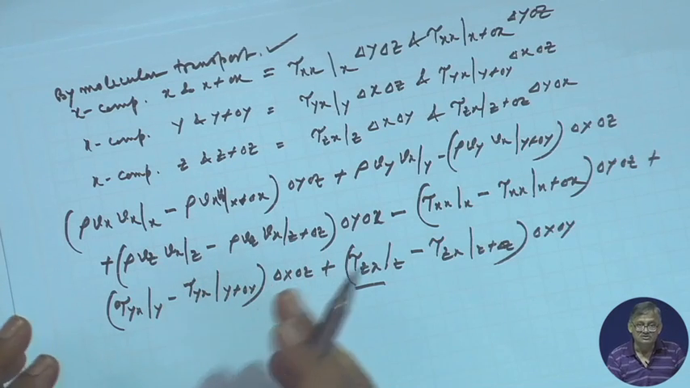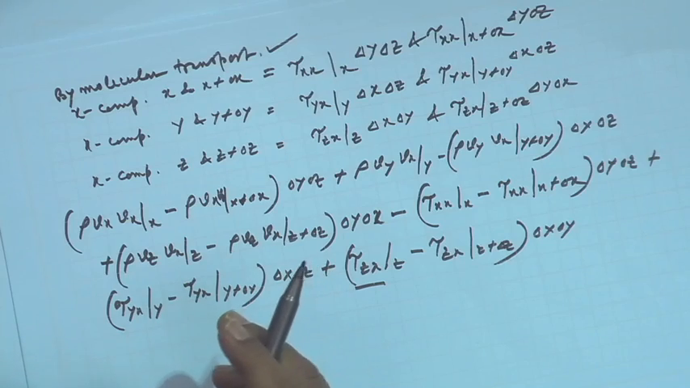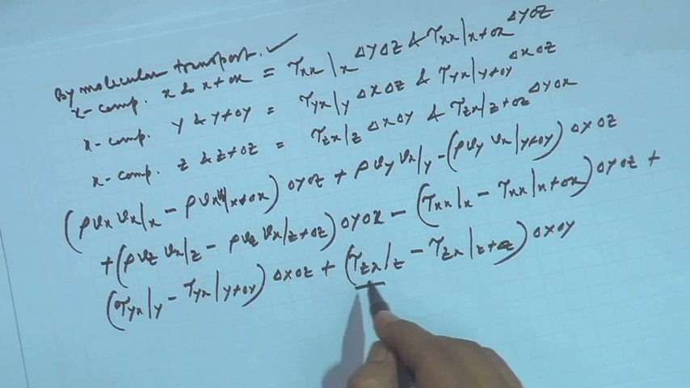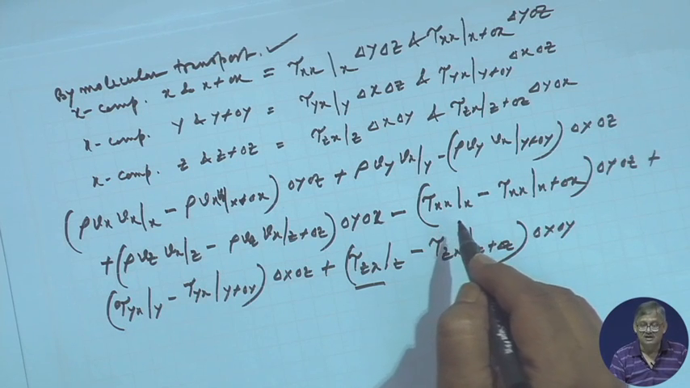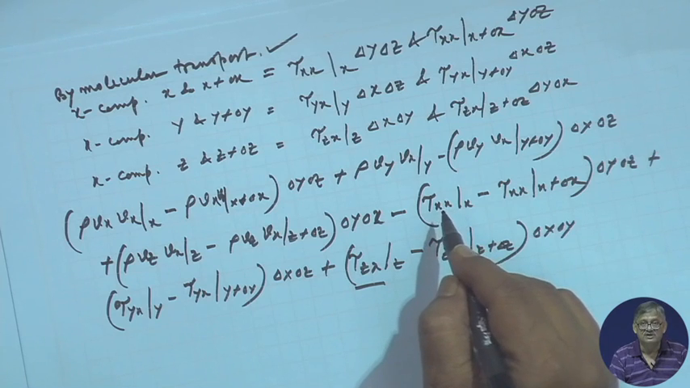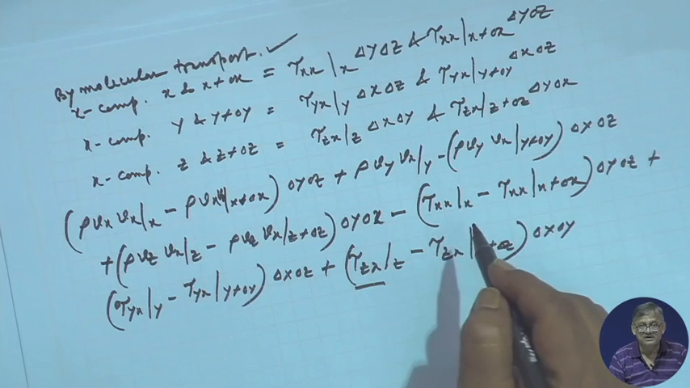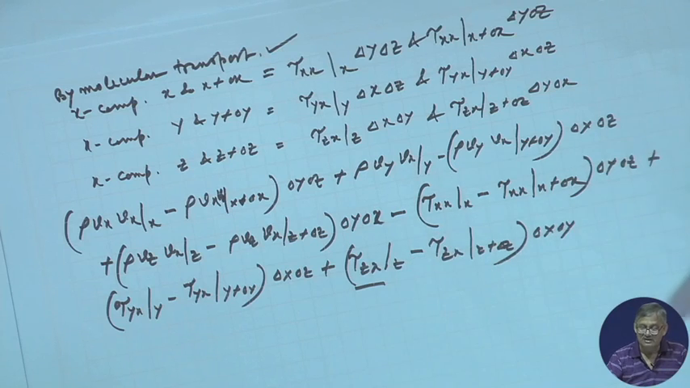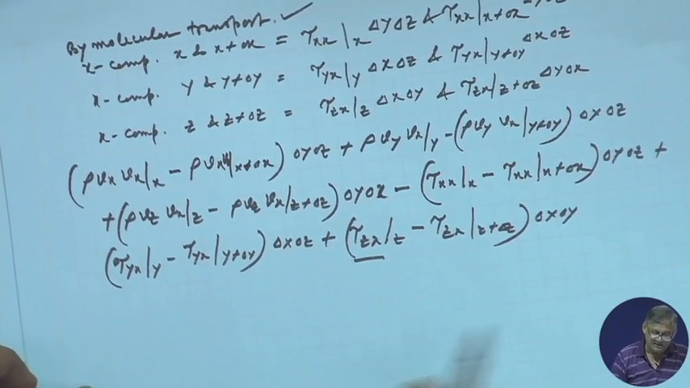Subsequently, we will also find that this tau can be expressed in terms of viscosity, right, from the basic definition of viscosity, and there the velocity component and the direction are both acting together. So, here as we said, tau yx, tau zx, tau xx are the x component of the molecular transport acting on the respective directions x, y and z, right.